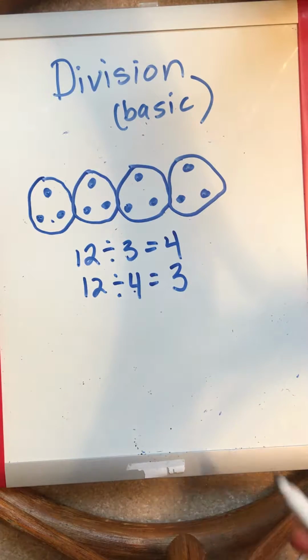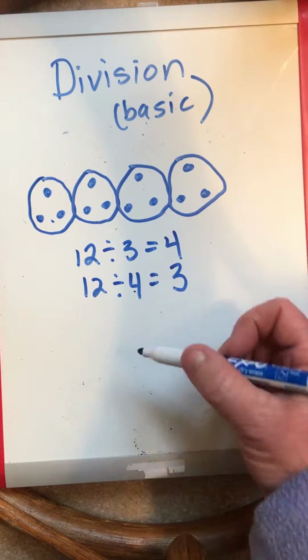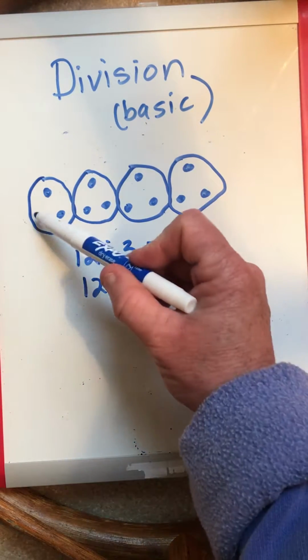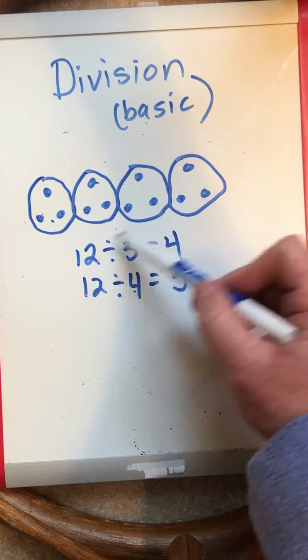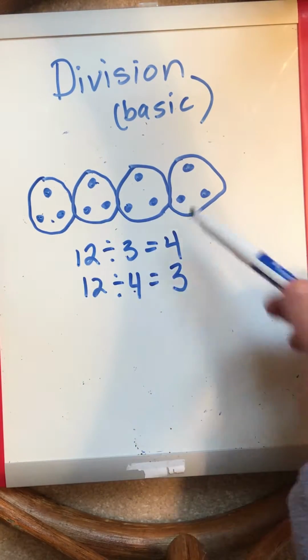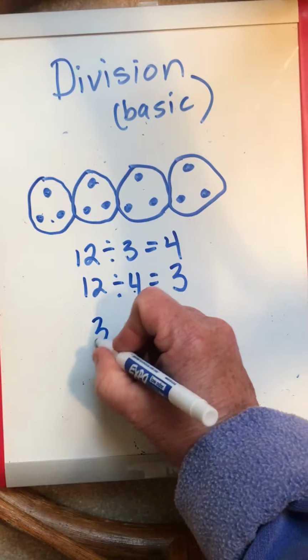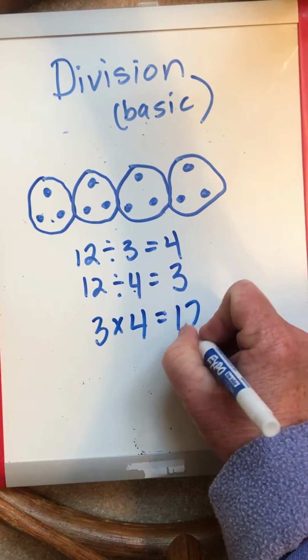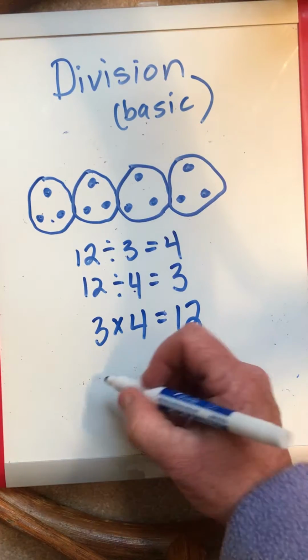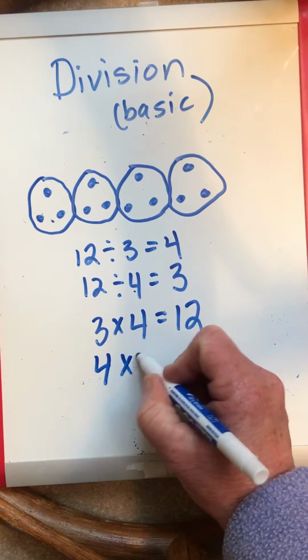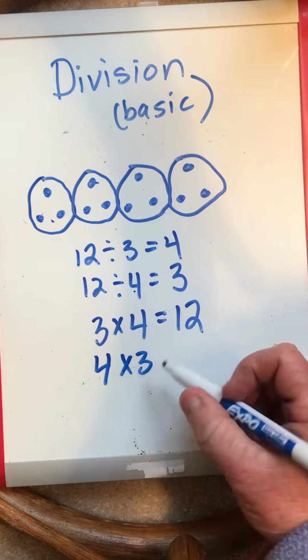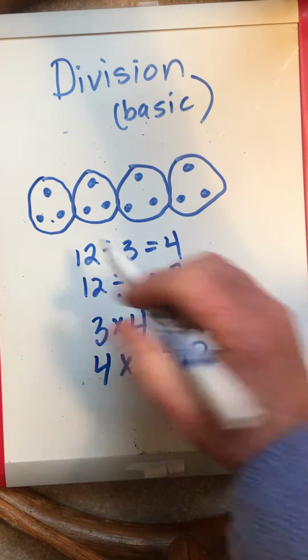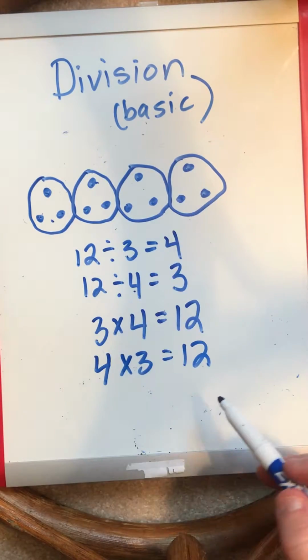And this is also represented by multiplication. If we have 3 dots, and we have 4 sets of the 3 dots, how many dots do we have altogether? 3 times 4 equals 12. And we could also flip that and say 4 times 3 equals 12. We have 4 groups, 3 in each group.